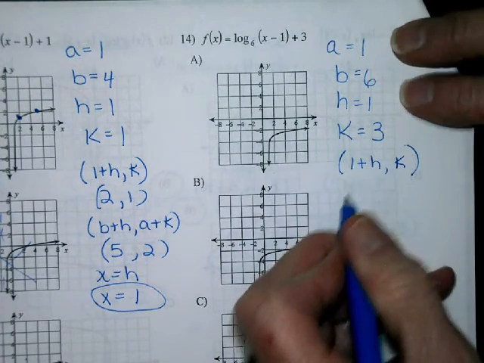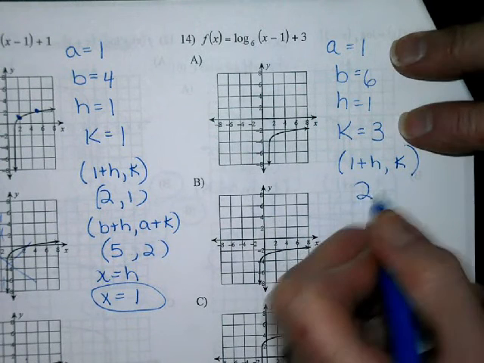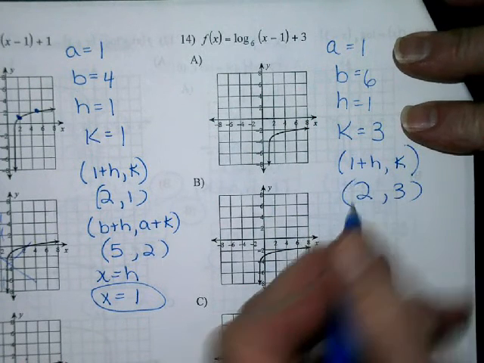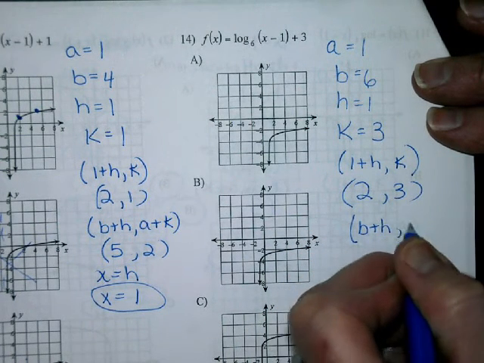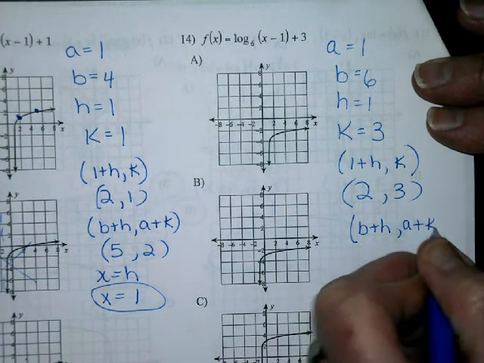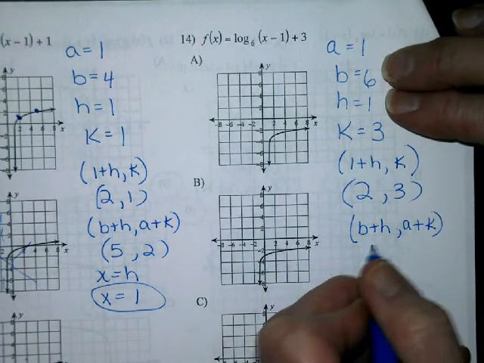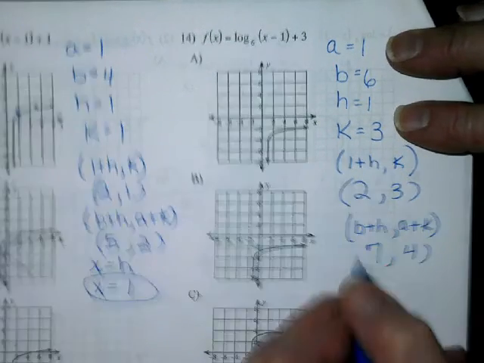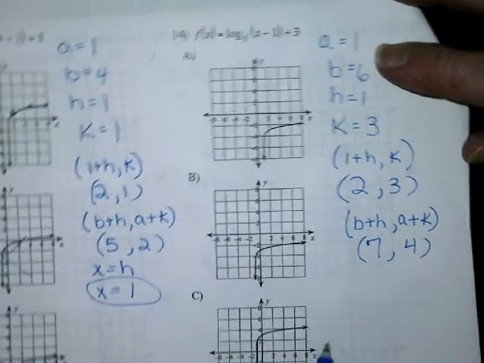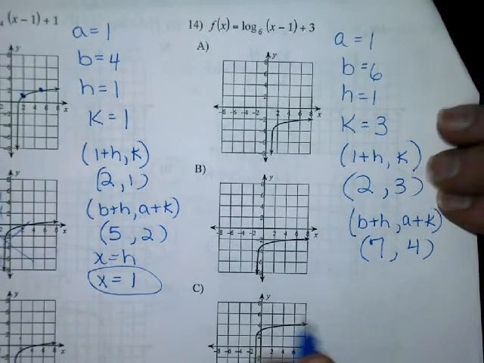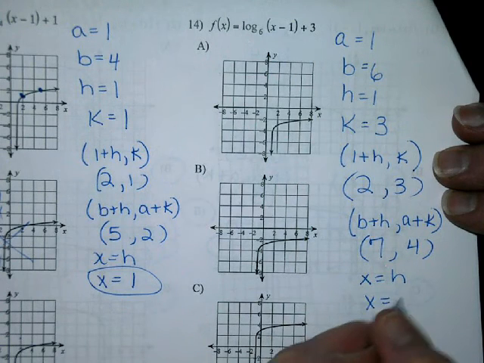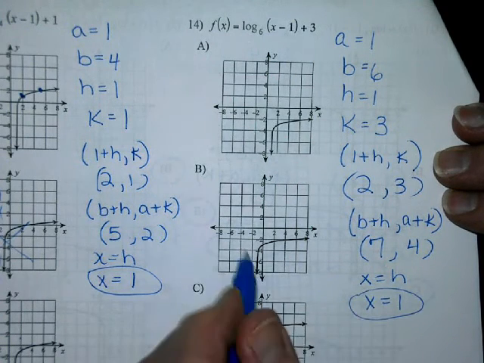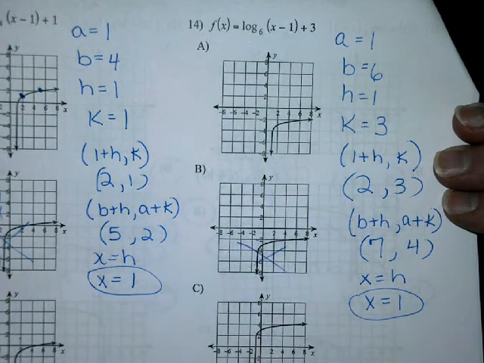Okay. I'm going to do 1 plus H. Why change it if it works, right? 1 plus H, that's a 2. And K is a 3. B plus H, A plus K. 7 and 4. Then X equals H means X equals 1.